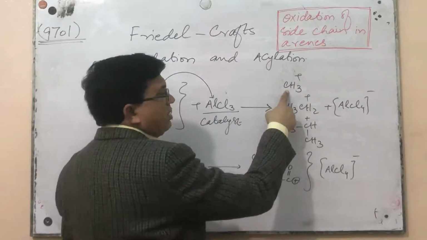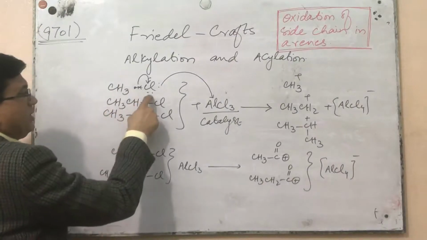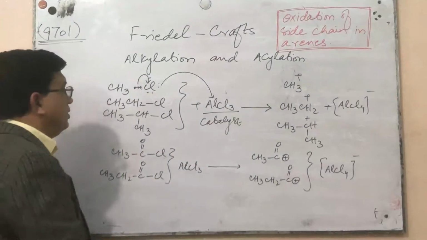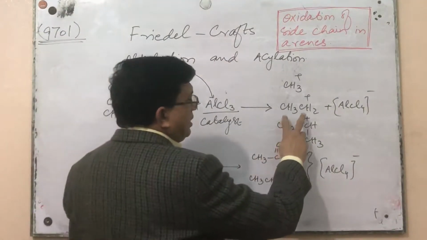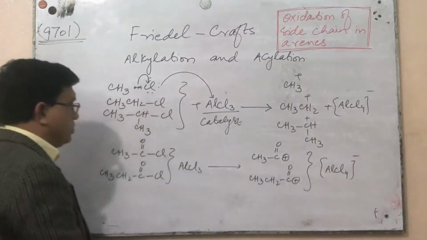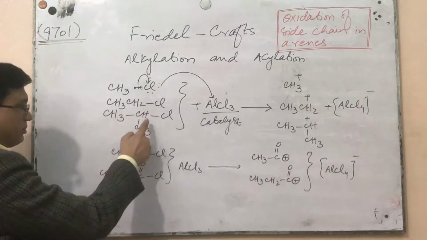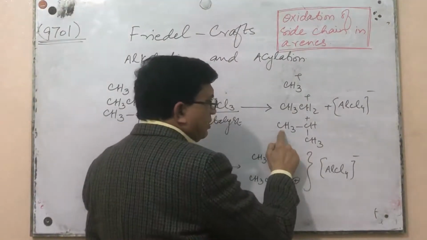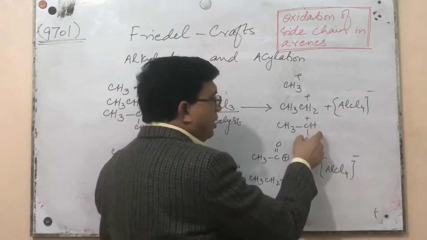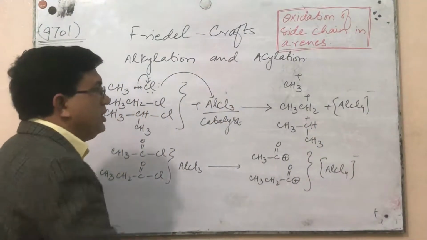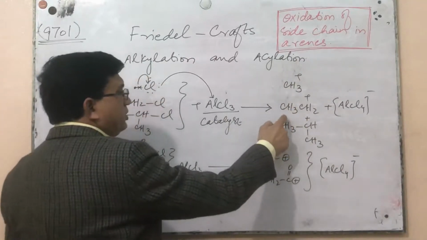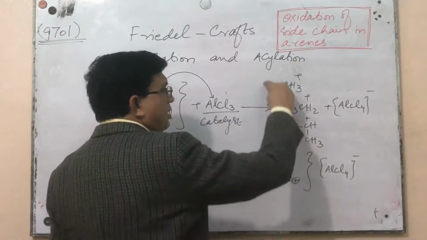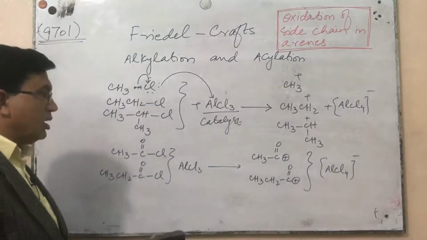From chloromethane, methyl carbocation is produced. From chloroethane, ethyl carbocation is produced. From 2-chloropropane, isopropyl carbocation is produced. These are all carbocations produced from halogenoalkanes. That's why these are called alkyl carbocations.